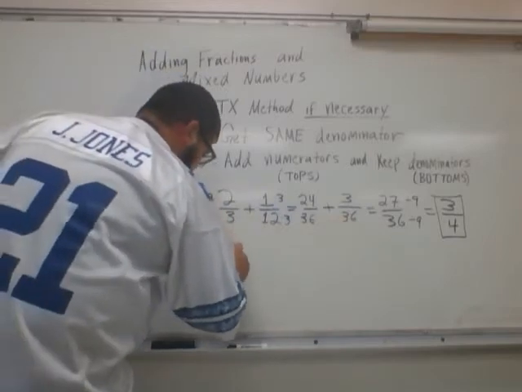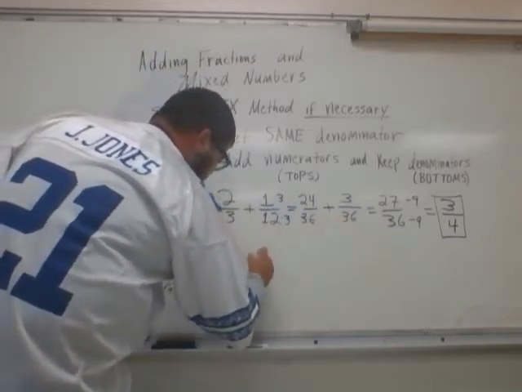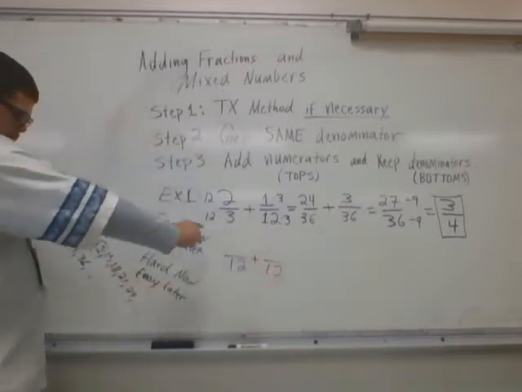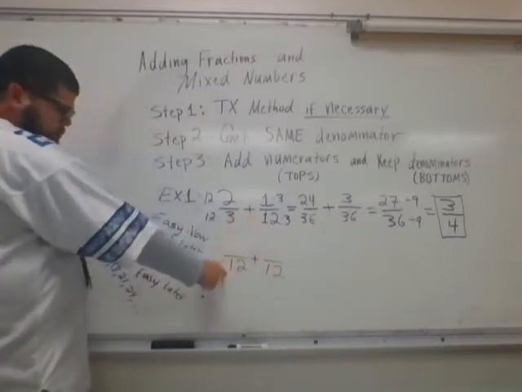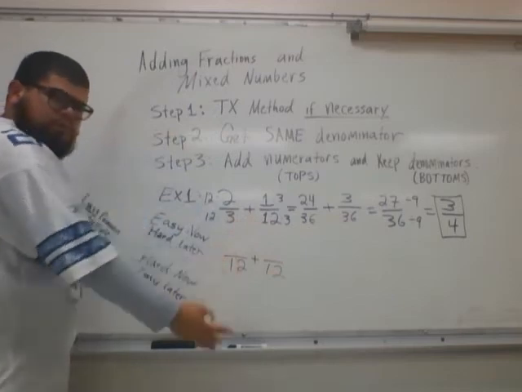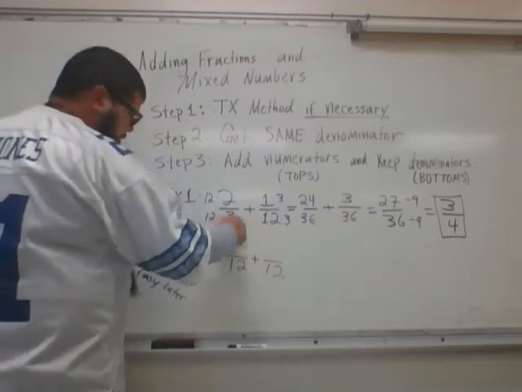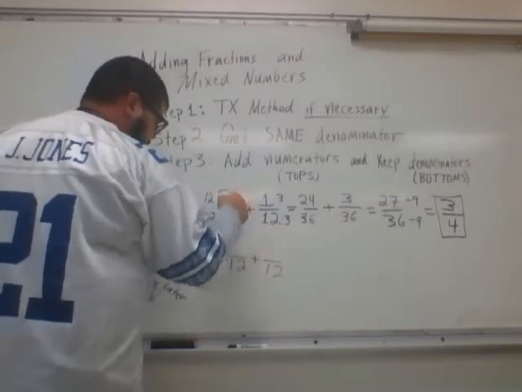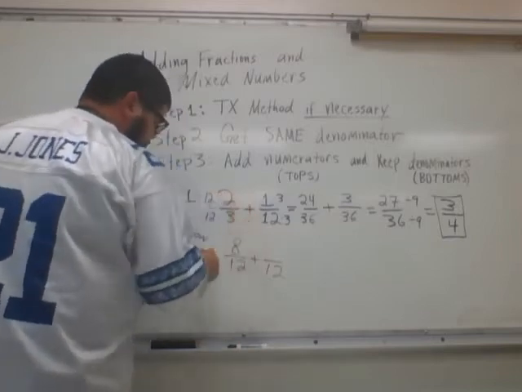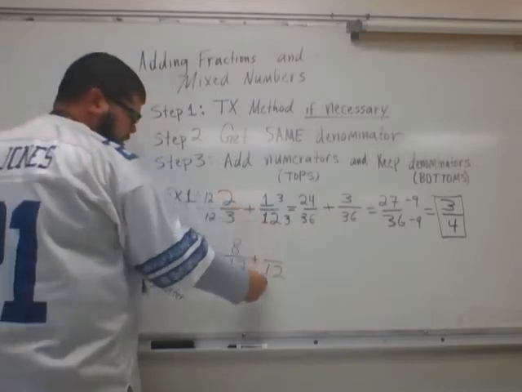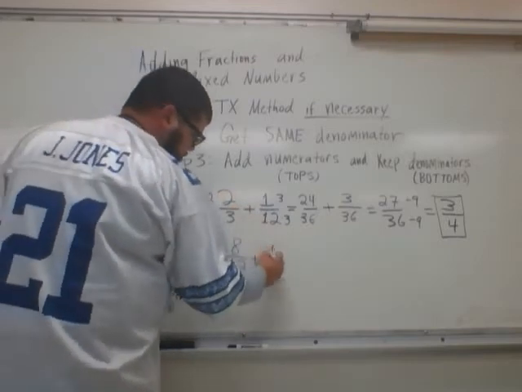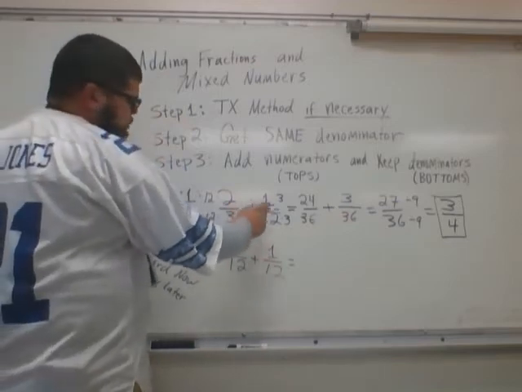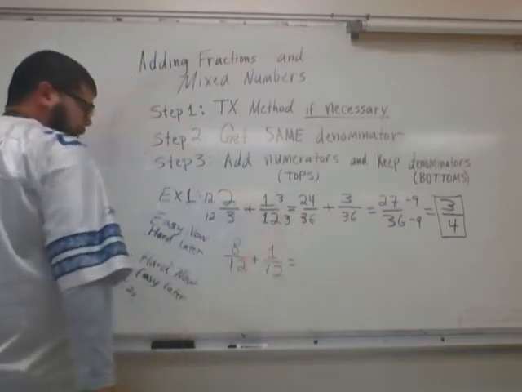So 2/3, we'll now have to have the denominator 12. How will I get 3 to be 12? Well, I'm going to multiply by 4, right? So 3 times 4 will give me 12. That means whatever I do to the bottom, I do to the top. 2 times 4 will give me 8. How do I get 12 to be 12? I don't have to do anything to it. I multiply by 1. 1 times 12 is 12, 1 times 1 is 1. That's why I got that.